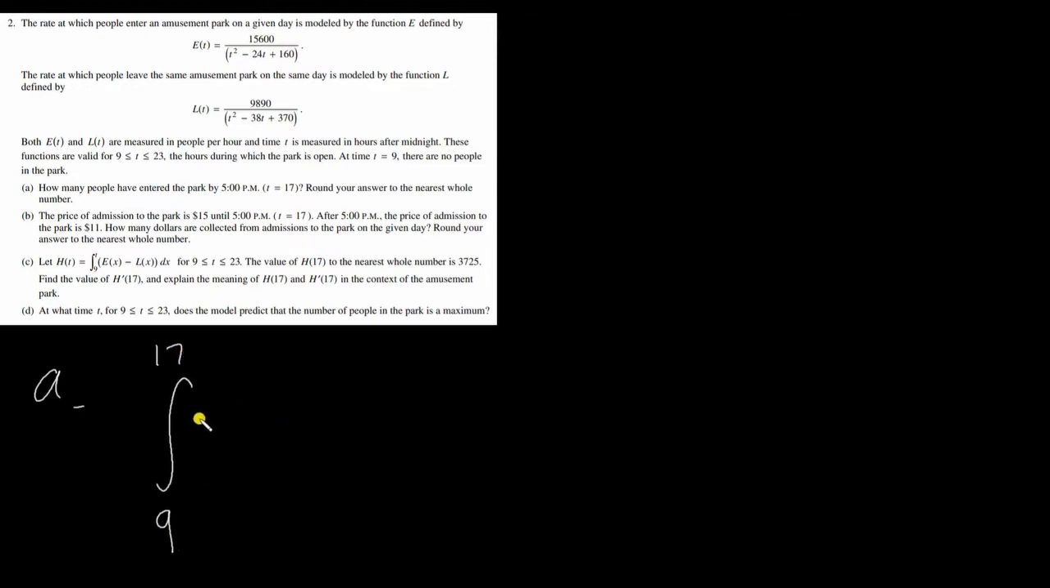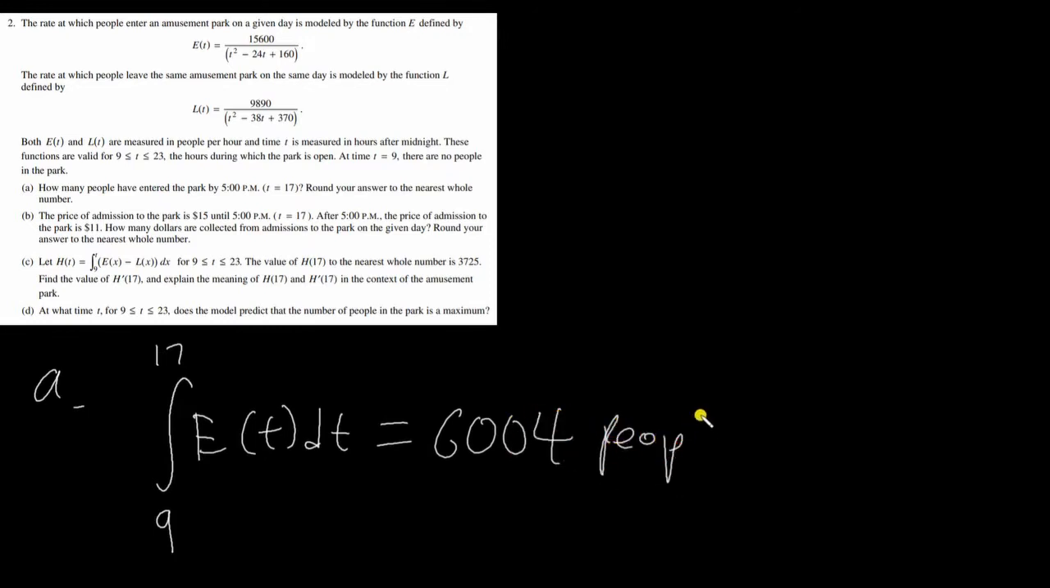And then the function we're going to be integrating is E of t, like that, and stick a dt on the end. Plug it into your calculator, and we are going to get 6,004 people. It should be pretty intuitive why the units are people, because we want to find out how many people have entered the park. Okay, and this is a 3-point question, 1 point for the bounds, 1 point for the integrand, and 1 point for the final answer. Alright, part B.